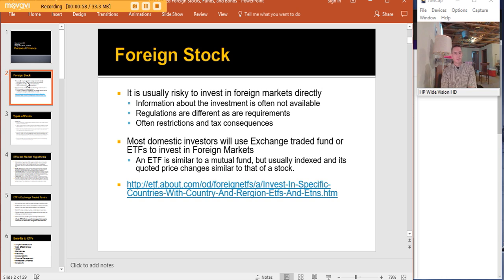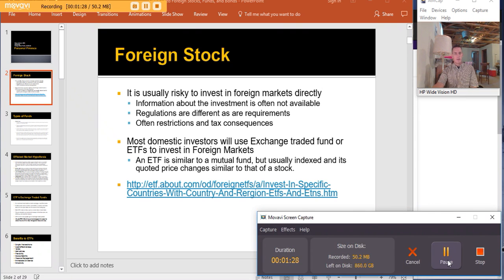Now, the way we do this and the way most financial managers do this is not by investing directly in those foreign markets on the foreign exchanges, but instead using other types of mutual funds that are invested in those different markets, and those are managed and sold through U.S. markets and through U.S. agencies. The reason is that it's often fairly risky to invest in foreign markets directly. One reason is that information about the investments is usually not available the way it is here in the United States.